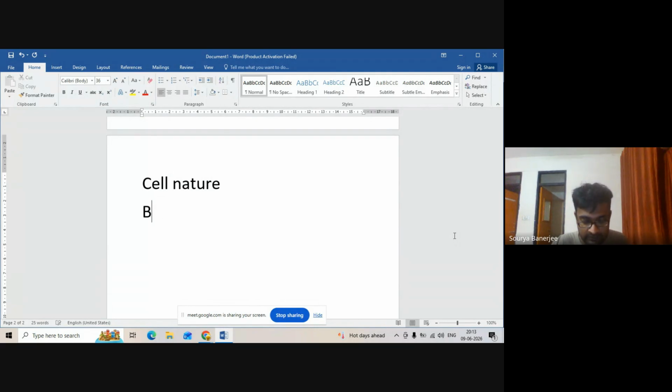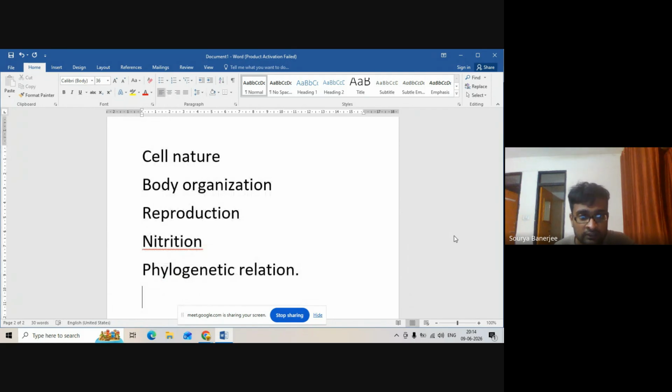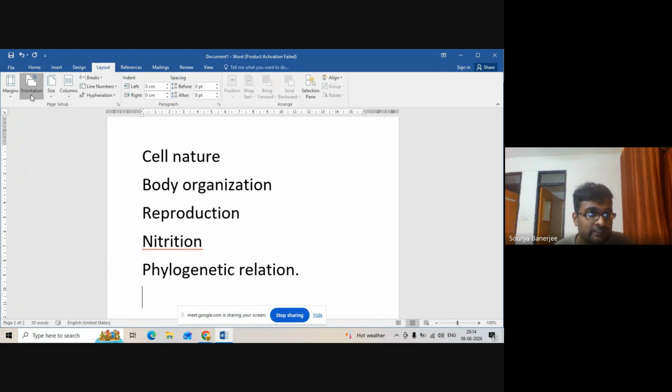After that, body organization, meaning whether tissue is there, whether organ is there or not. Third one is reproduction. Fourth one is nutrition. And fifth one is phylogenetic relation. That means evolution, whether which one is simple and which one is complex.